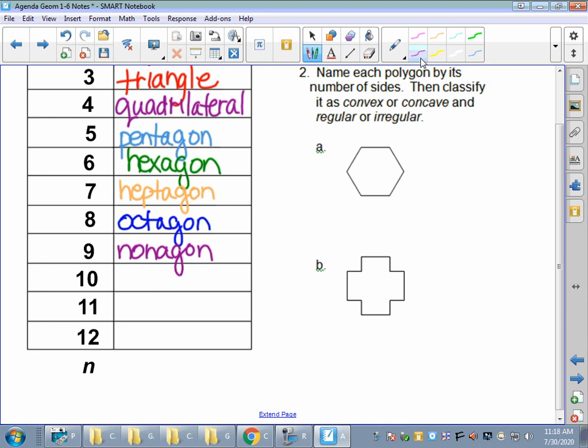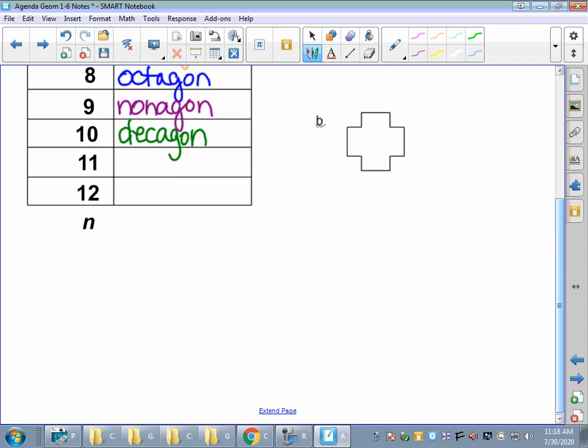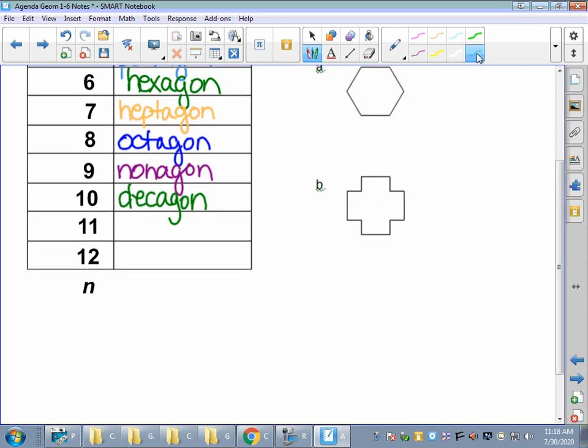A 10-sided figure, like 10 years, decade. This is a decagon. An 11-sided figure is one of my favorites. This is a hendecagon. Hendecagon. And 12-sided, say it out loud because it's a fun word to say. A 12-sided figure is a dodecagon. So 10 is decagon, and then 11 and 12 have the prefixes hendecagon and dodecagon.